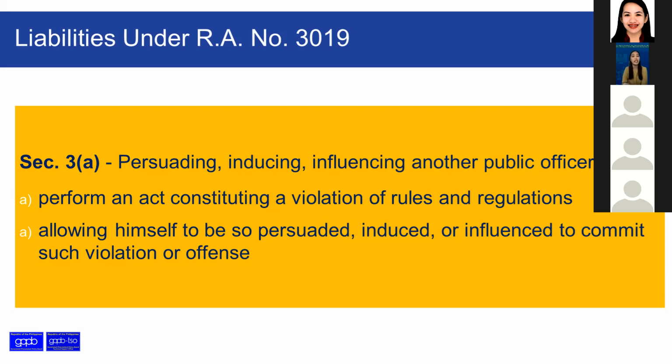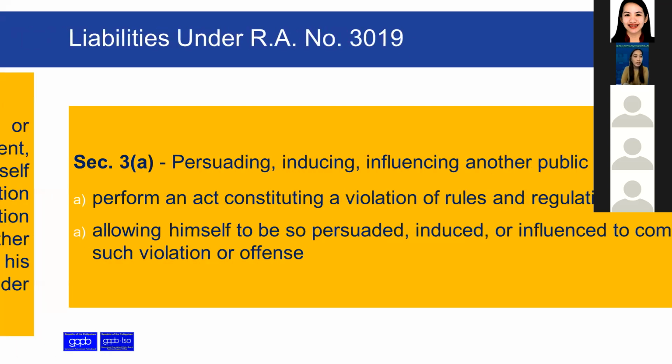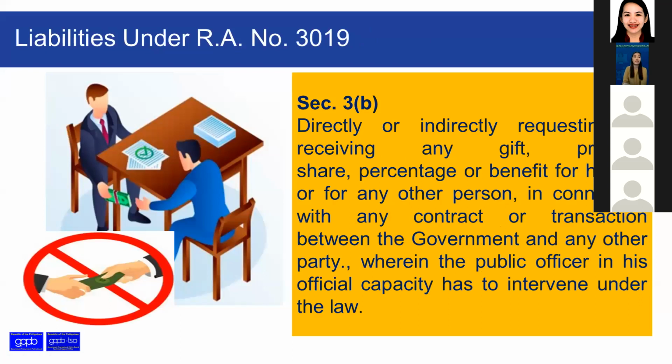Another would be directly or indirectly requesting or receiving any gift, present, share, percentage, or benefit for himself or for any other person in connection with any contract or transaction between the government and any other party, wherein the public officer in his official capacity has to intervene under the law. So, I don't know, some of you here practice this kind of, like, individual sa sanggunian, di ba? The sanggunian will authorize the mayor to enter into contract.